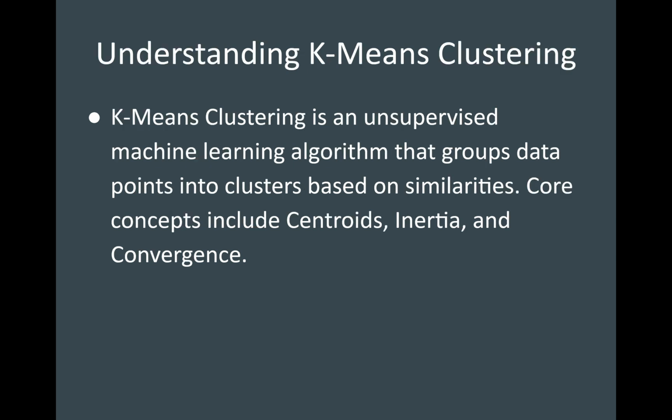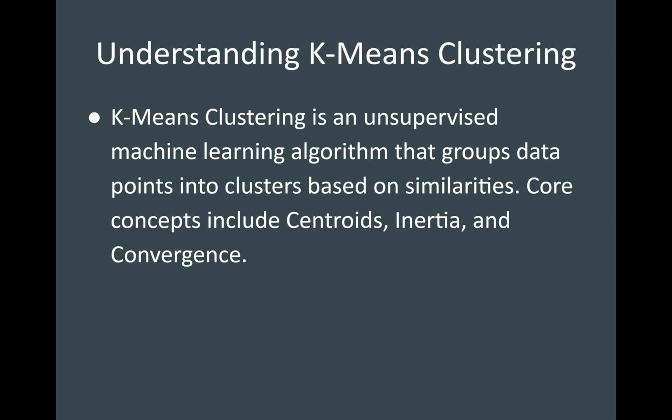So, starting with understanding k-means clustering. K-means clustering is an unsupervised machine learning algorithm that groups data points into distinct clusters based on their similarities. It aims to minimize the variance within clusters and maximize the variance between clusters by dividing the dataset into k non-overlapping subsets. There are core concepts like centroid, which is the center of a cluster, calculated as the mean of all the data points in that cluster.